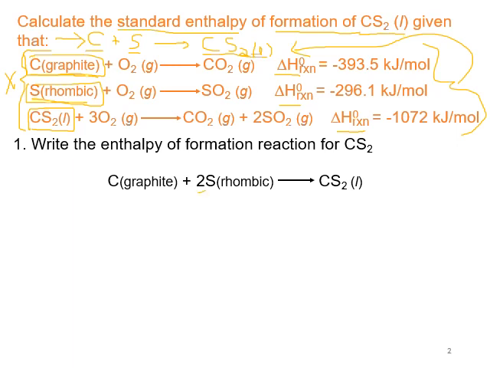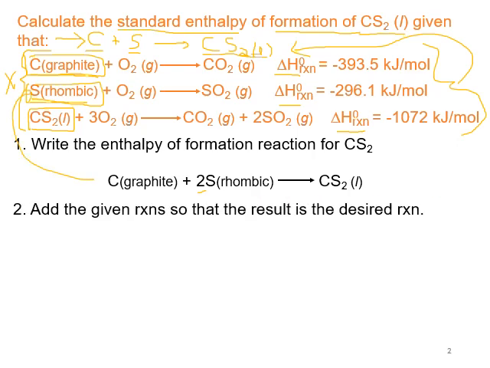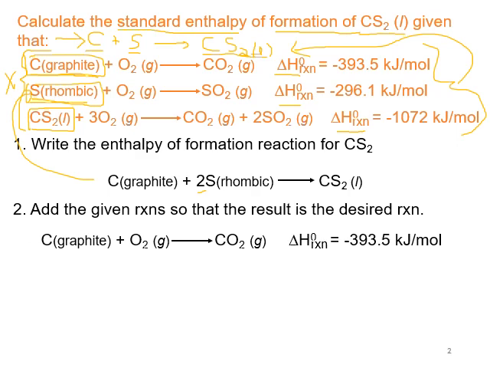Now notice up here, there is not a 2. We're going to have to fix that. Add the given reactions such that the result is the desired one. That's the overall idea of Hess's law, but we have to do some manipulation of those individual reactions. So there's our graphite. Since I wanted graphite as a reactant, this very first reaction, we'll call it reaction number 1, stays as is. We don't multiply it by any coefficient because there's a 1 in front of the carbon and there's a 1 in front of the carbon.